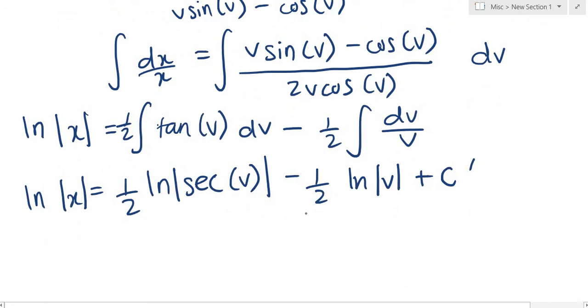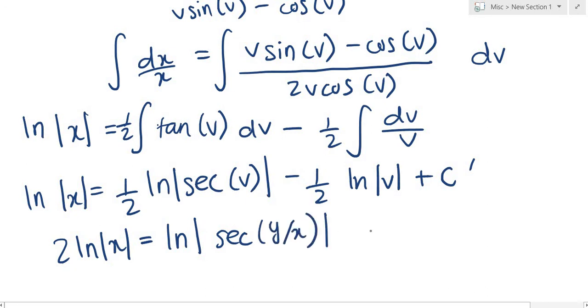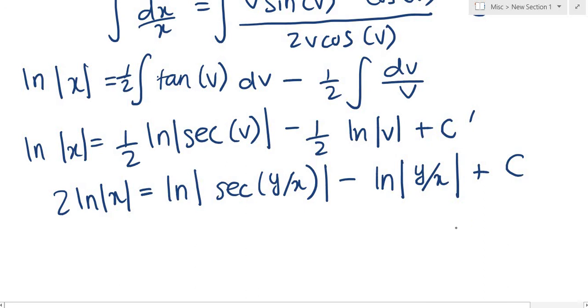Well, yeah, so now we can multiply everything by 2. We have 2 times the natural log of x, and the natural log of the secant of v, and what was v? y by x, right? So y by x minus the natural log of v, which is again y by x, plus 2 times c dash, which is another constant, let's call it c. Yeah, that's the solution to our differential equation.